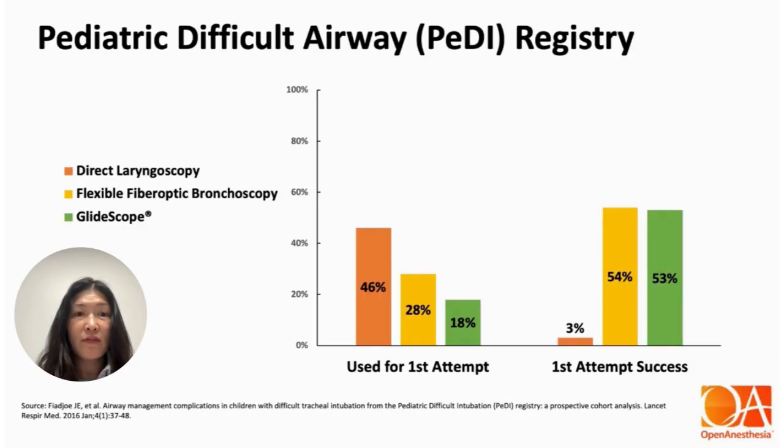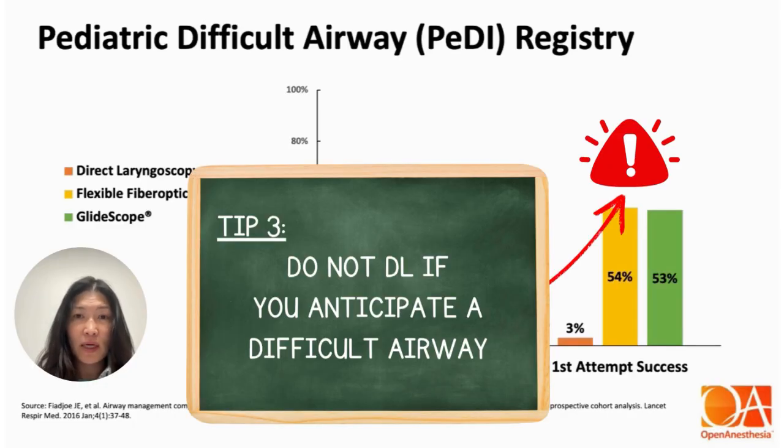You can see on the left that direct laryngoscopy was most commonly used for the first attempt, followed by flexible fiberoptic bronchoscopy, then video laryngoscopy. On the right, you see first attempt success, with direct laryngoscopy having only a 3% success rate. The takeaway here is, do not perform a direct laryngoscopy if you anticipate a difficult airway in a pediatric patient.